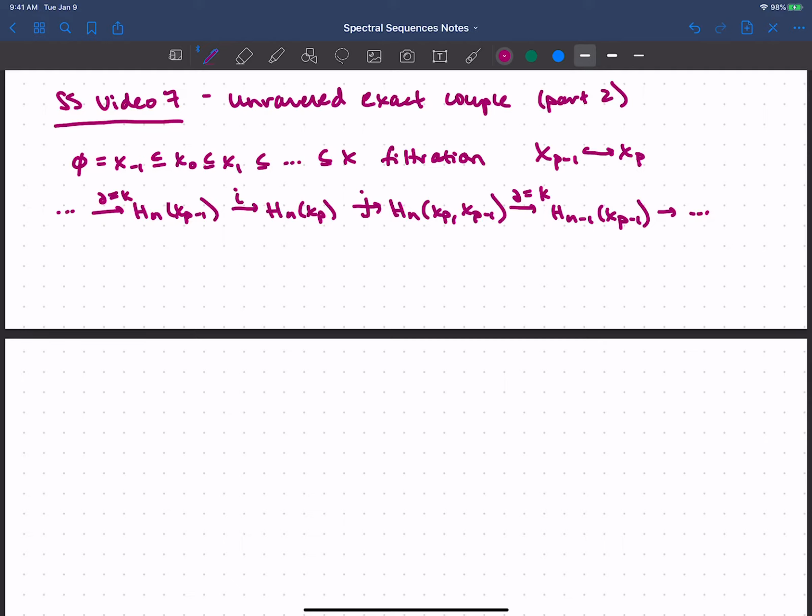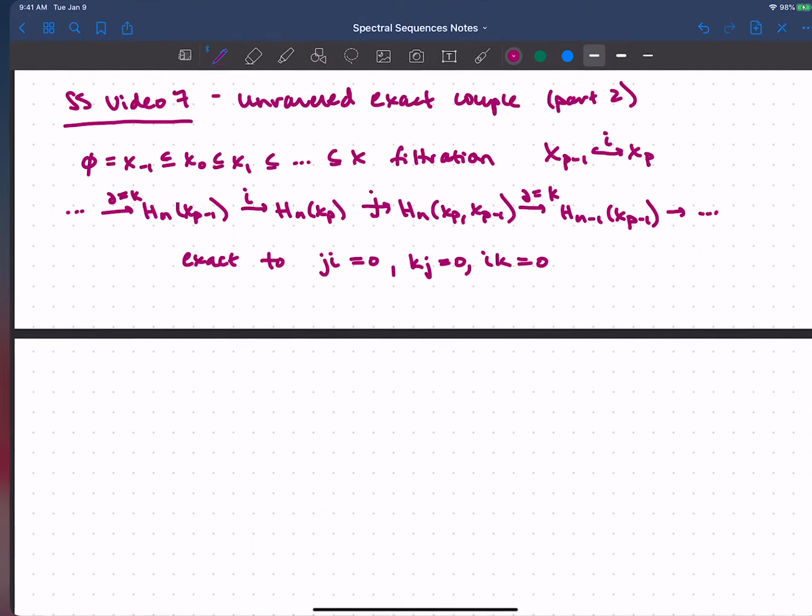And of course, this is really an abuse of notation because there should be an I for every n. But I'm just going to call it all I, coming from this inclusion, which I'll also call I. So there's some abuse of notation here. And of course, this is exact. So that means that J after I is equal to 0, and K after J is equal to 0, and I after K is equal to 0. Just saying that it's exact. That's really just saying that d squared is 0 if we think of this as a differential.